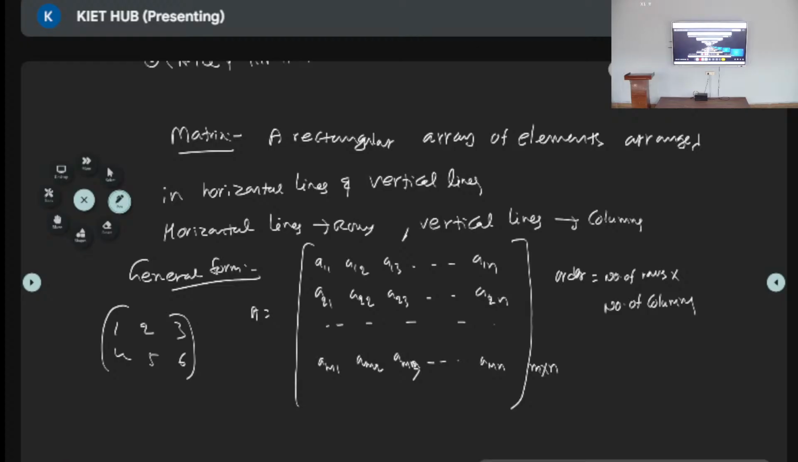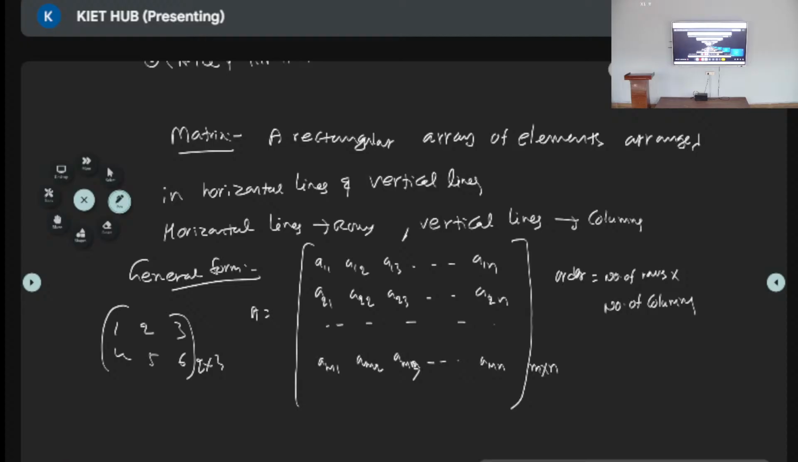Some of you are thinking whether they will ask the order of the matrix in the GATE exam. No, they don't ask. It is a basic question. But for us, some knowledge. So 1, 2, 3, 4, 5, 6. What is the order of the matrix? It is 2 by 3.